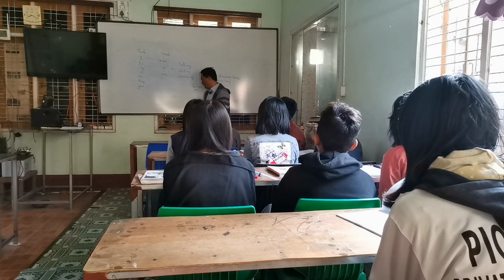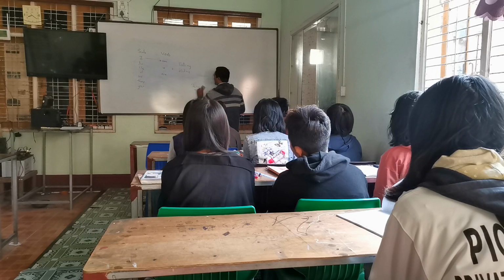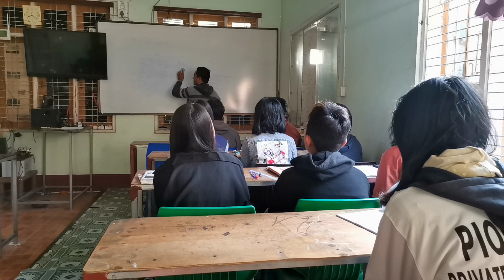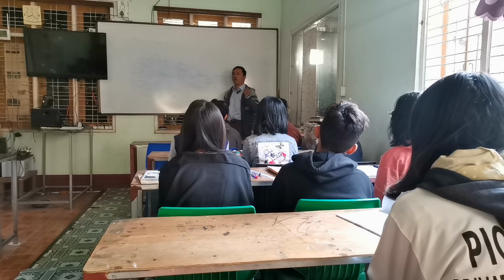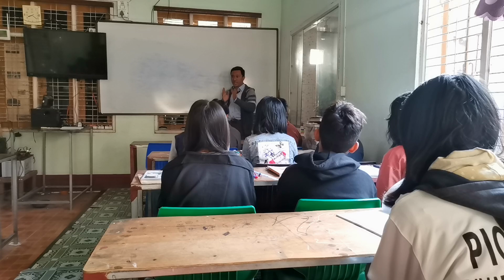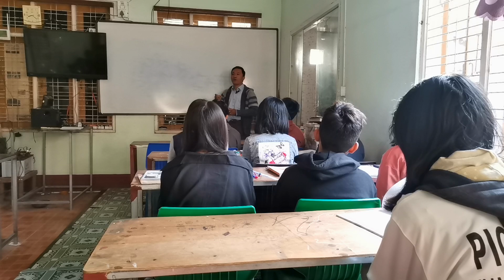Okay, now let's go to something else. For the present continuous tense, what is the verb form? Verb to be plus verb ing. Then which verb to be shall we choose? Am or is or are. This is the tense of the present continuous. Okay, we use this tense for 4 conditions, not only for 1 condition.